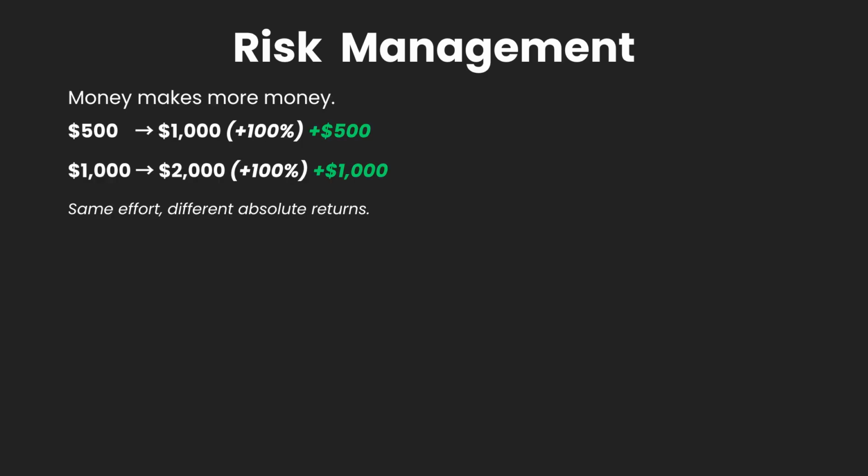You can see in the example, same returns, but with different absolute outcomes. And the reason is the initial balance. So keep that in mind. How much money you have is extremely important to make enough money to live from trading. Same effort, different absolute returns. Remember that. Money makes more money.